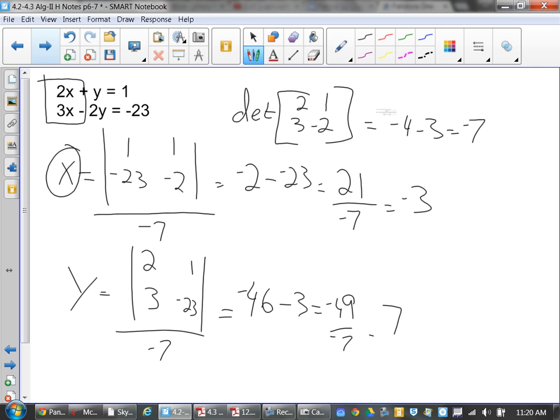What I'm doing, I take the original matrix and find the determinant. When I solve for x, I take the solution matrix and substitute in the column of x. Take the determinant, divide it by the original. Solve for y. The solution's in for y, find the determinant, divide it by the other. Done.